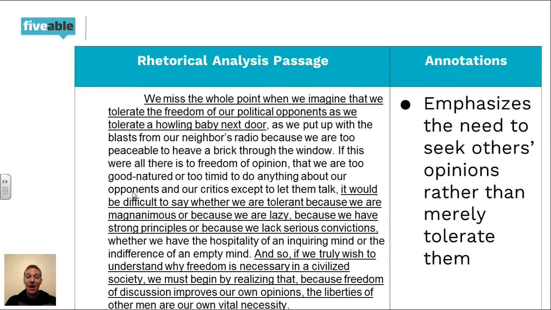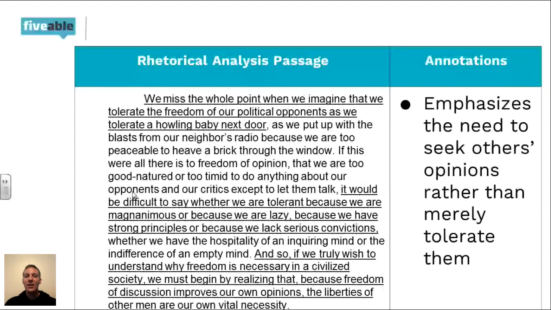But he's pushing them to say, hey, are you the first or are you the second? So the first is positive. The second is very negative. Let's read. It would be difficult to say whether we are tolerant because we are magnanimous or lazy, because we have strong principles or we lack serious convictions. I didn't underline the third, but still worth looking at. Whether we have the hospitality of an inquiring mind, positive, or an empty mind, very critically negative.